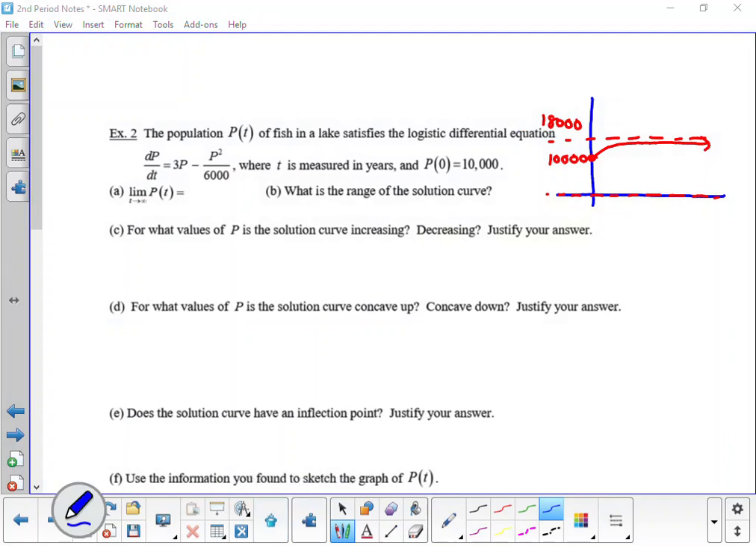Well, logistics all look the same. You just have to know special characteristics about them.